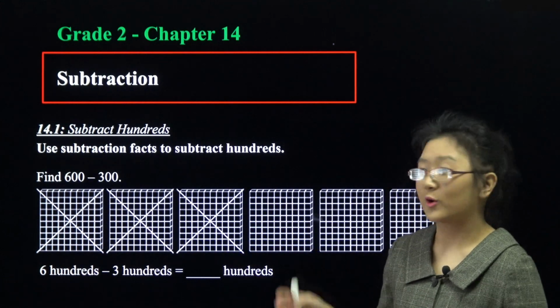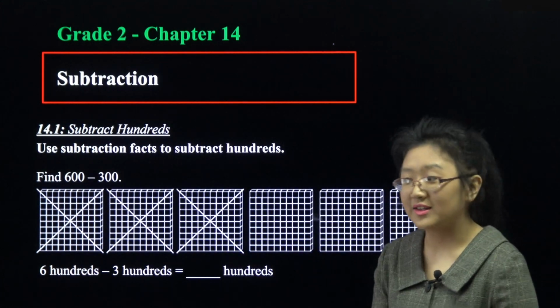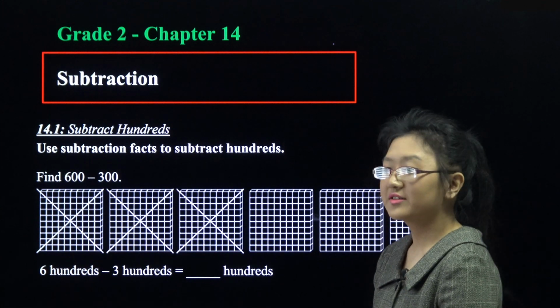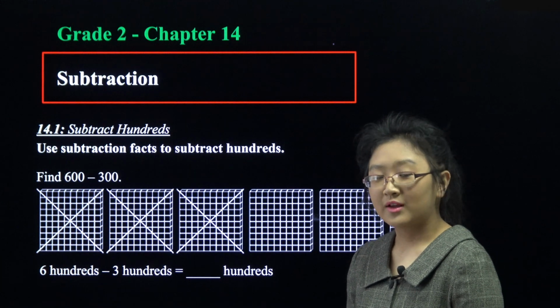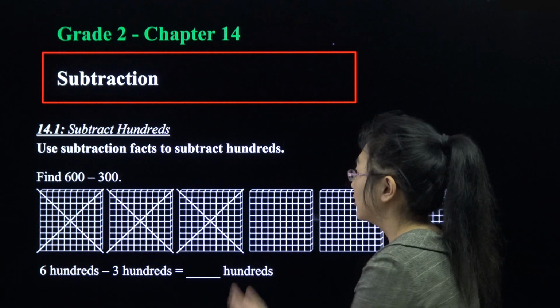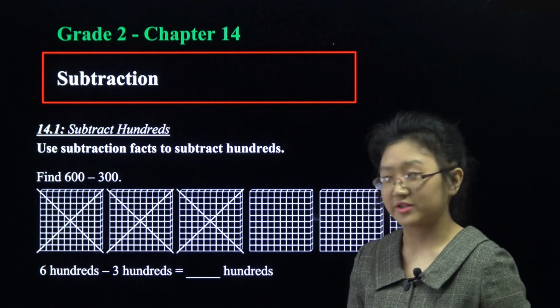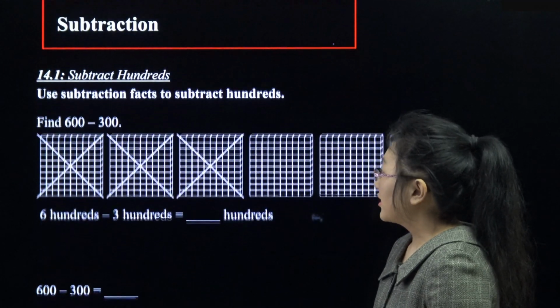Grade 2, chapter 14. Yeah, we're at chapter 14 now, which is nice, I guess. So we're gonna work on subtraction today. Last time we worked on addition for hundreds. This time we're gonna do subtraction. So let's start with the basics.